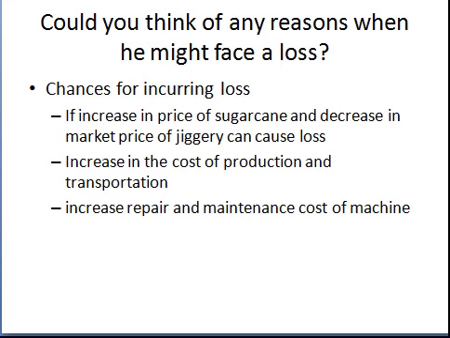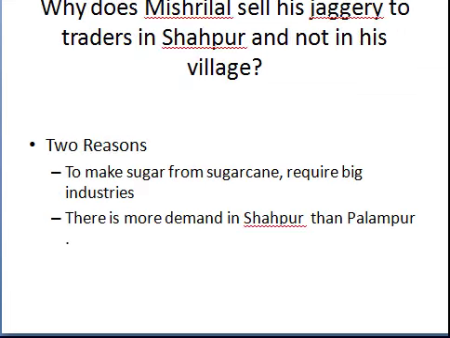The last question: why does Mishrilal sell his jaggery to the traders in Shahpur and not in the village? So students, in Palampur there is less availability of traders because many of the people belong to the farming category. There are few traders who purchase jaggery from these types of farmers, and these traders belong to the big city, Shahpur. They have a demand for jaggery, which they transform into sugar and sell to different parts of the country.